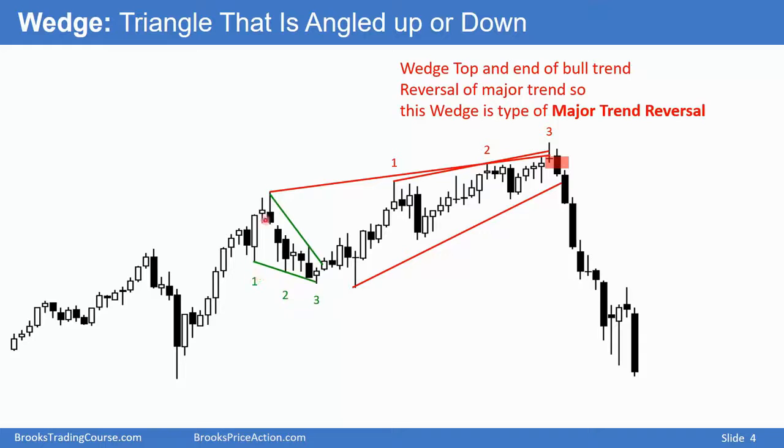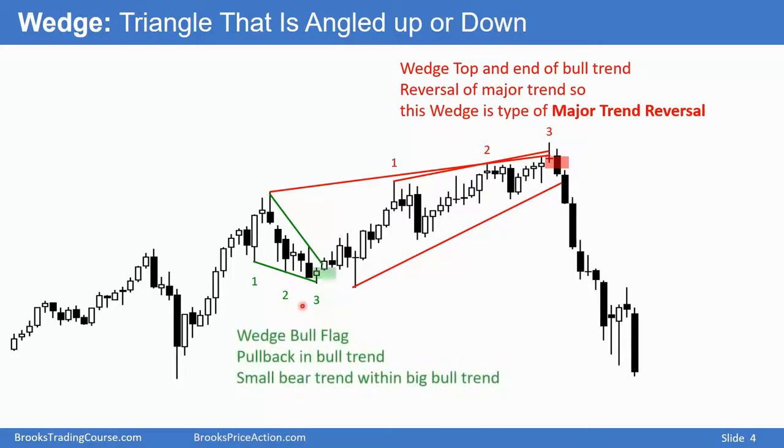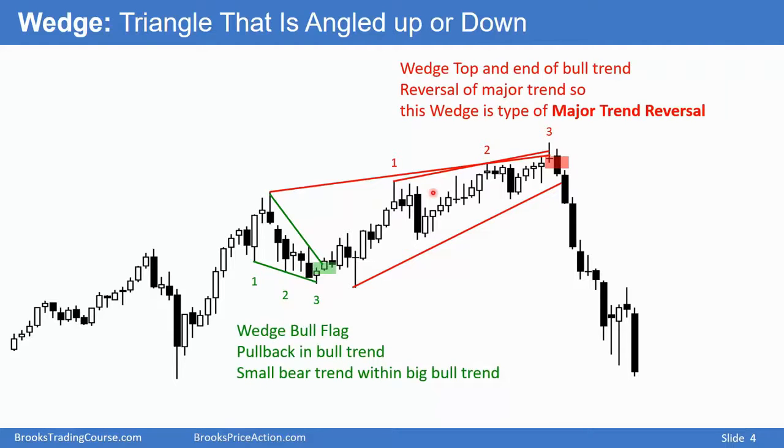This, on the other hand, is a pullback in a bull trend. It's a wedge bull flag. You expect the market to resume up. Here, you expect the market to reverse down. This is a small bear trend within a larger bull trend.